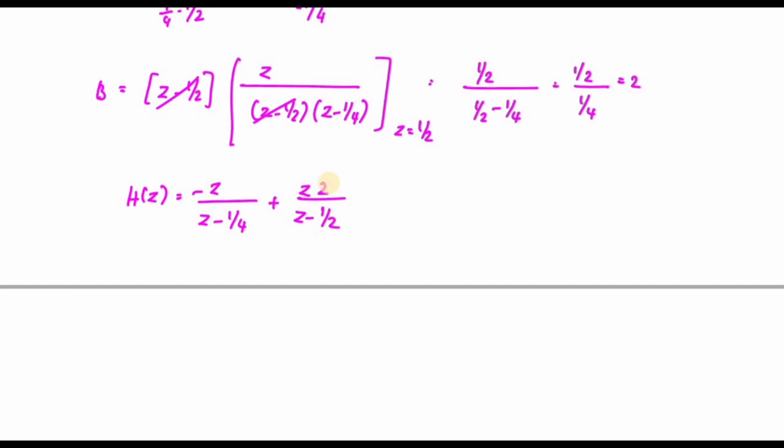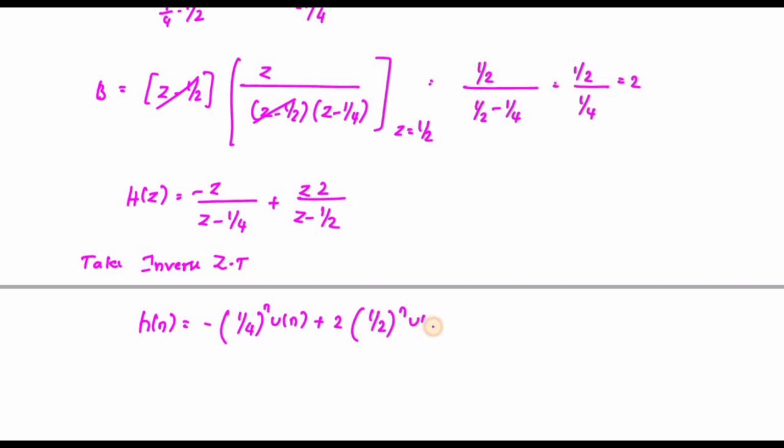So if I take the inverse Z transform, I'll get h of n, right? h of n is equal to minus of 1 by 4 power n u of n plus 2 into 1 by 2 power n u of n. Okay.